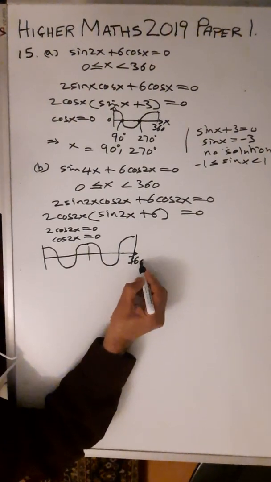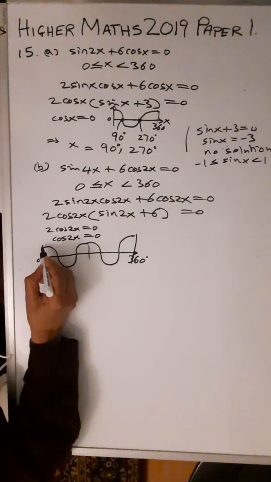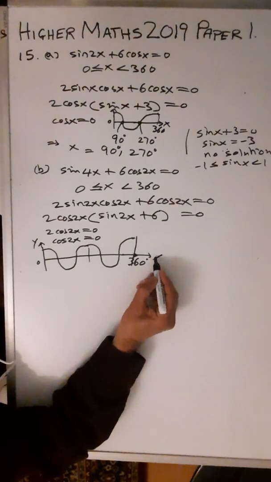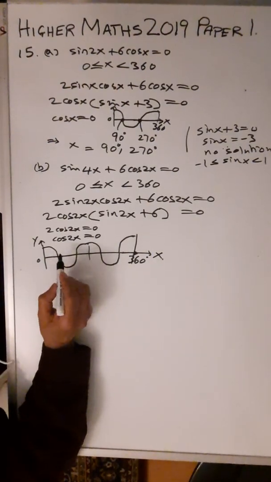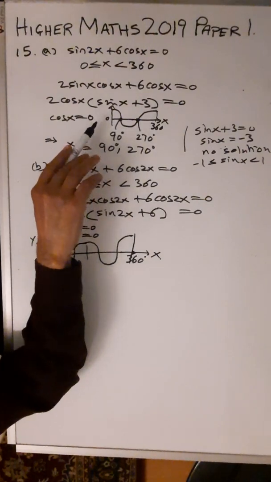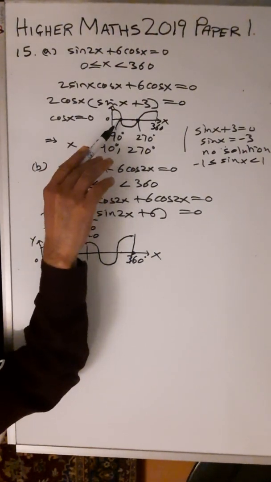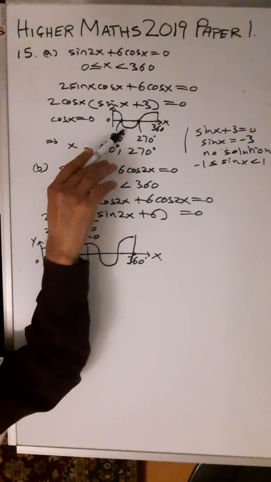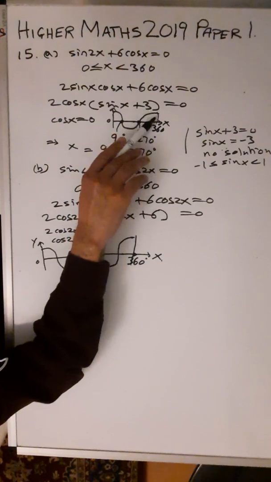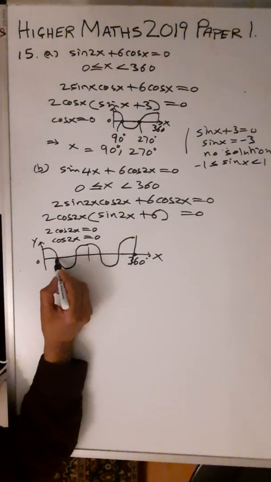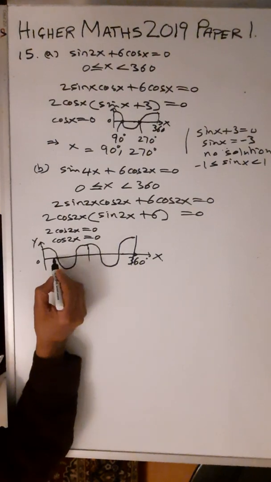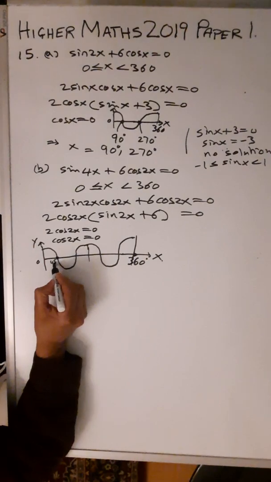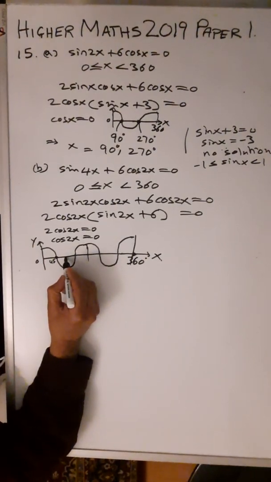There's 360 degrees there. This is 0. This is your y-axis, this is your x-axis. The ordinary cosine curve changes direction, changes gradient, every 90 degrees. So there's 90 degrees, 90 degrees, 90 degrees, 90 degrees. In this case, it changes every 45 degrees. So this point here is now 45 degrees. This would be 90 degrees here.